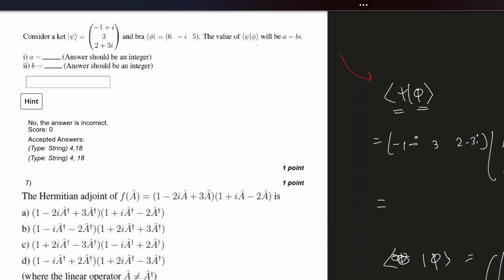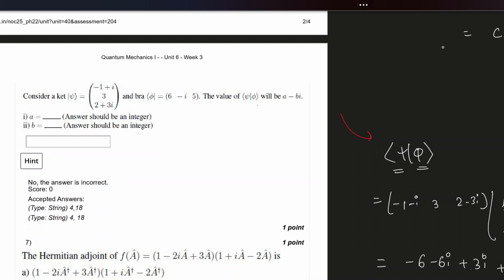So this is multiply: minus 6 minus 6i plus 3i plus 10 minus 15i. This is equal to, plus 10 minus 6 is plus 4. 15 and 6 is 21. 21 minus... plus 3 is minus 18. So 4 minus 18i, that means your a is 4 and b is 18. So a is 4, b is 18. This is our correct answer, matched.